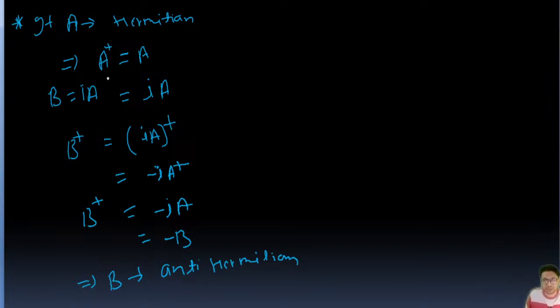So this says if A is a Hermitian matrix, then iota A, if you multiply that matrix with iota, is going to be an anti-Hermitian matrix.